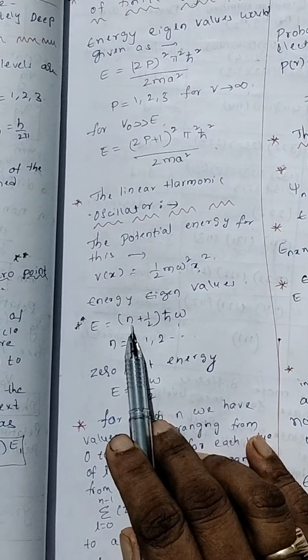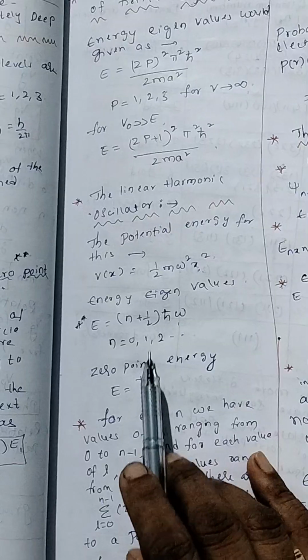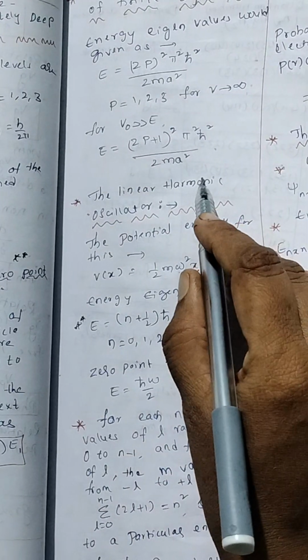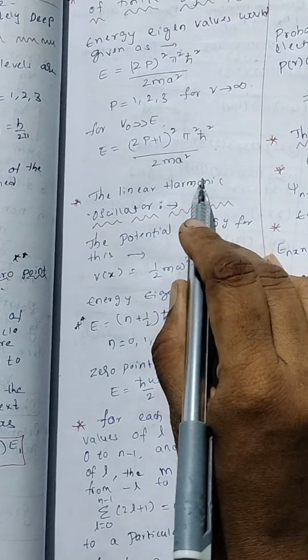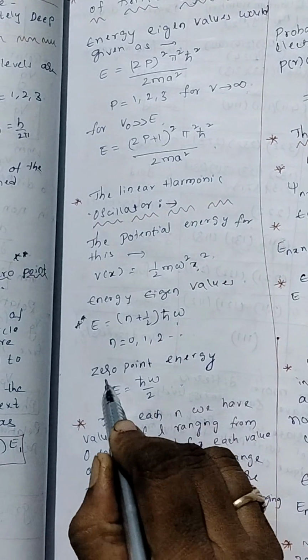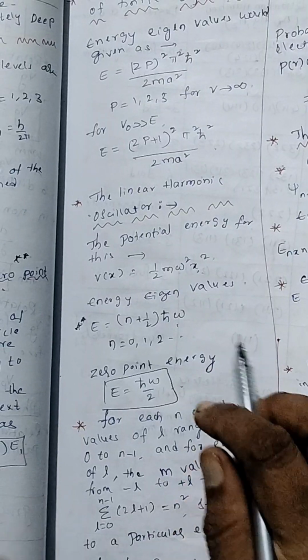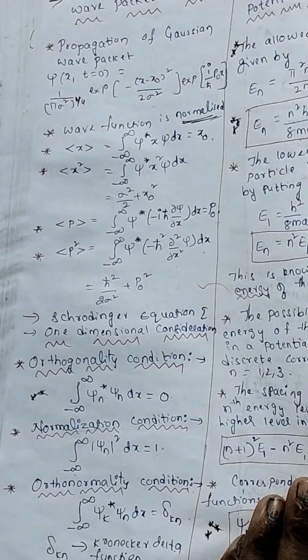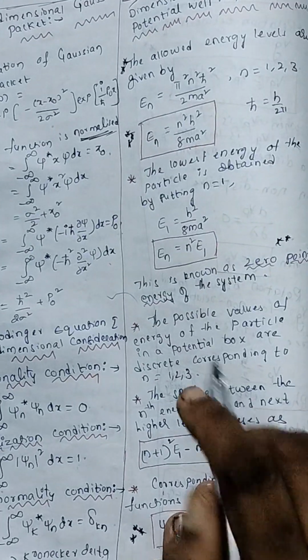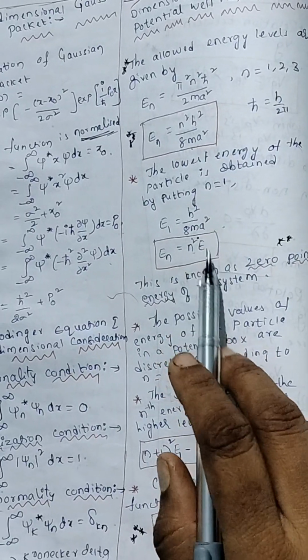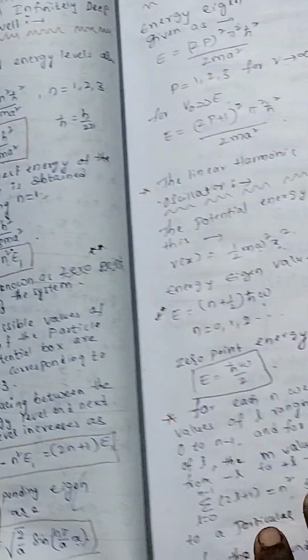If we substitute n equal to 0, we get h cut omega by 2. This we call the zero point energy for the linear harmonic oscillator. You have to remember the zero point energy for linear harmonic is h cut omega by 2. The zero point energy for the deep potential well is h square by 8 m a square, or n square E1.